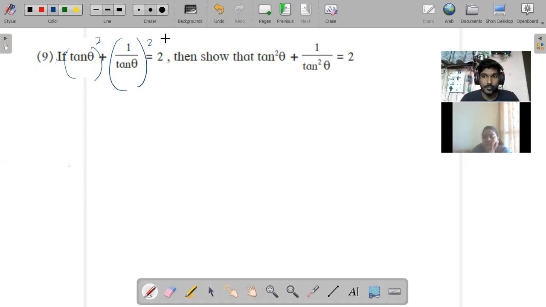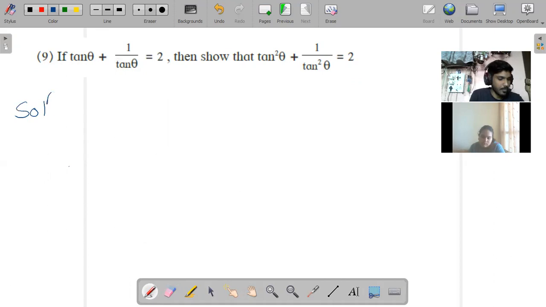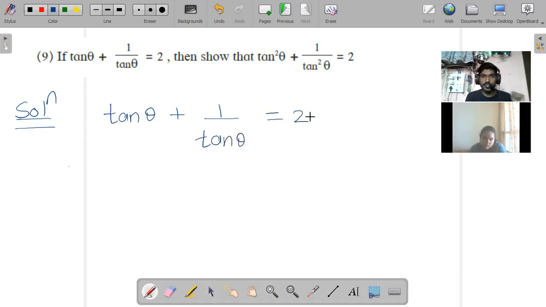But you understood what has to be done? What is expected from this question? Okay, so let's start. We will have to use this and then prove this. So we'll write a solution. Write down this expression that is given to you: tan theta plus 1 upon tan theta is equal to 2. This is given. Now, you have to bring squares for this tan, here and here squares should come. So the only possible way of doing it is you square both sides.